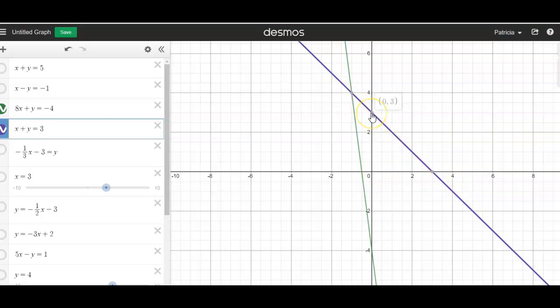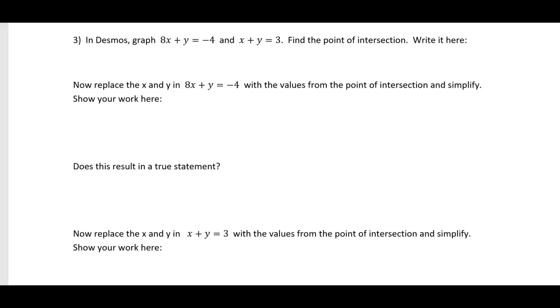This is the y-intercept of the blue line. That's a 3, but I'm interested in the point they have in common. The point is -1, 4. So when I go back here, I see that I have the point -1, 4.